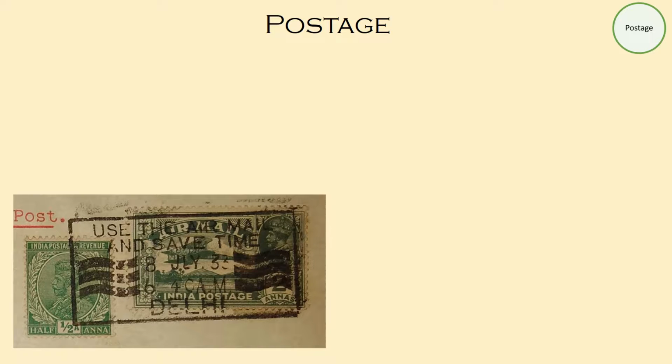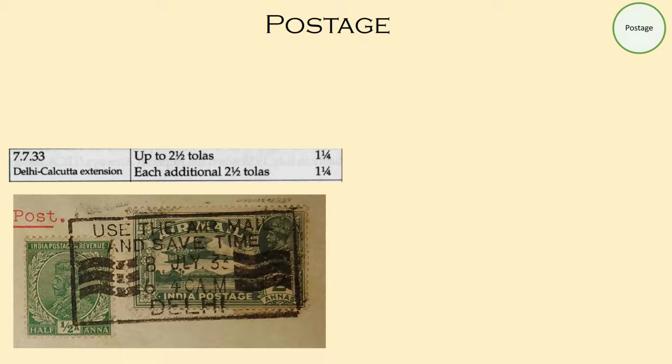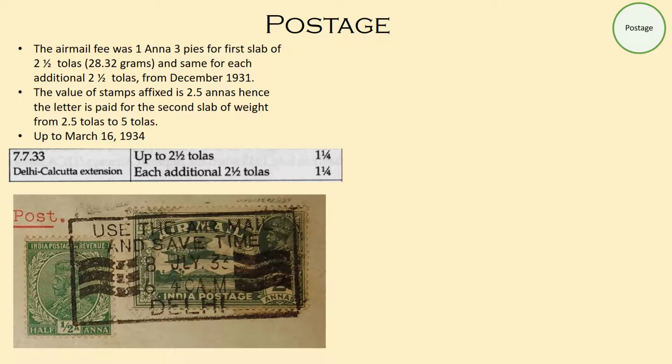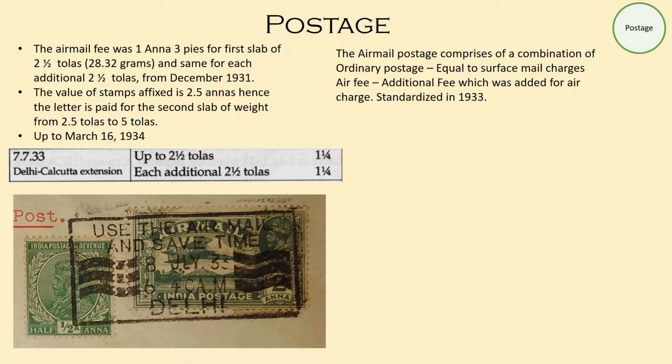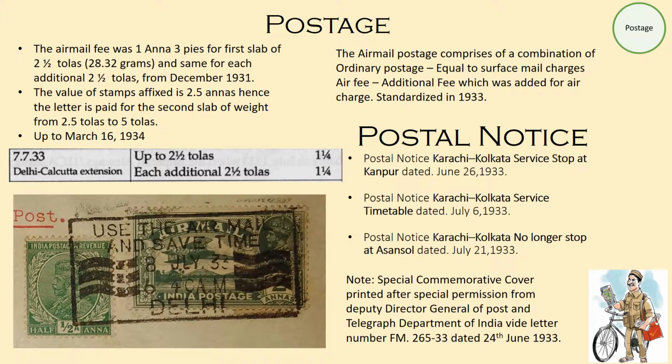Coming to the postage paid for this letter. The airmail fee was 1 anna 3 pies for the first slab of 2.5 tollas, that is, 28.32 grams, and the same for each additional 2.5 tollas, from December 1931. Hence, the letter is paid for the second slab of weight, from 2.5 tollas to 5 tollas. The announcement of introducing a stopover at Cawnpore is given by postal notice dated June 26. Later in July that year, the halt at Asansol was cancelled.